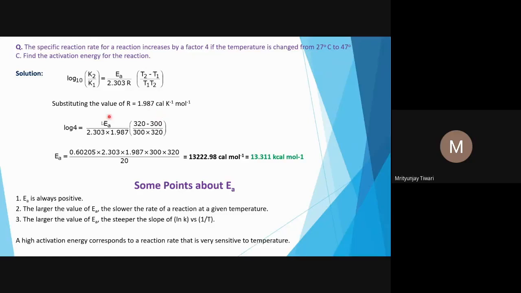This is one. And this is log 4. Log 4, because the rate becomes 4 times, so the rate constant becomes 4 times, is equal to EA, activation energy, divided by 2.303.